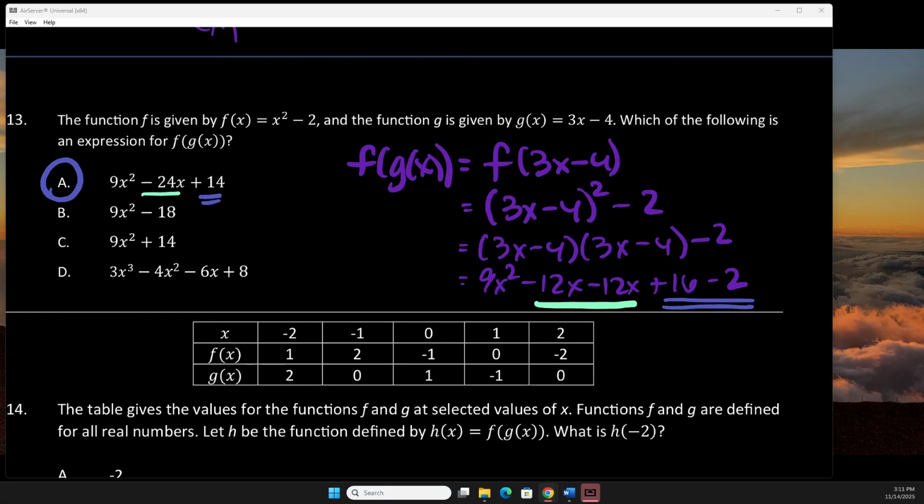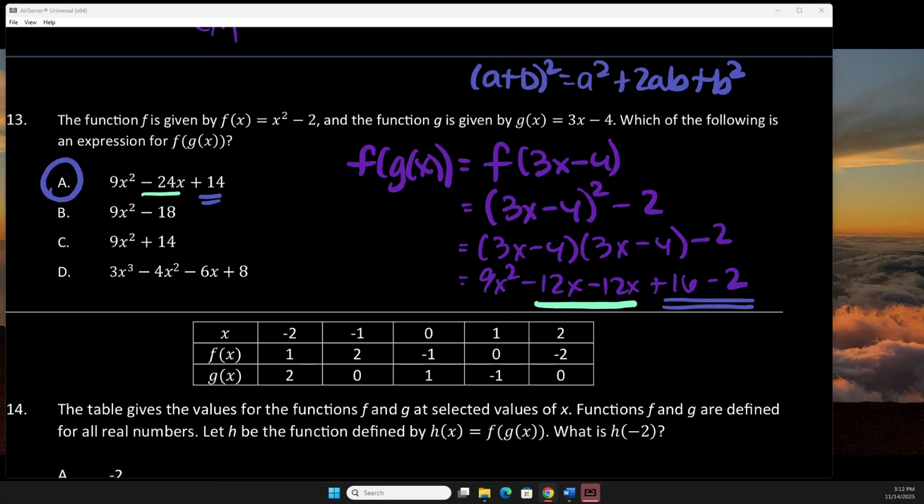Now, if you would rather, you can use a shortcut that I like to use, but you don't have to. So when you use this shortcut, you square this first one. When you square 3 and x, you get 9x squared. And then you multiply these together and get negative 12x, and then multiply by 2. That gives you your negative 24x. And then when you square negative 4, you get the 16, and then just make sure you subtract 2 from that 16.